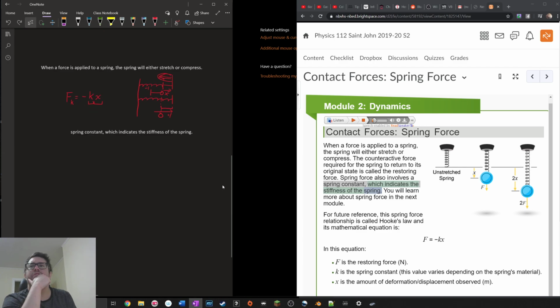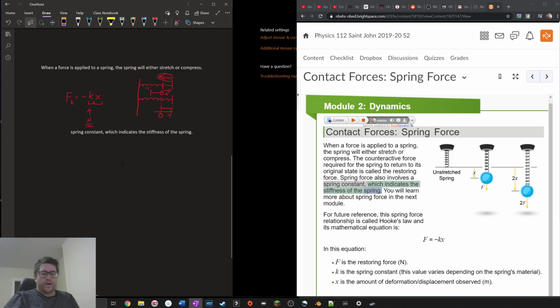It's also easy to figure out what this is, because if this is a Newton, and this is a meter, then this is Newton divided by meter, right? So that way the meters cancel out and newtons are left. So basically, K is a measure of the spring, in Newton per meter.